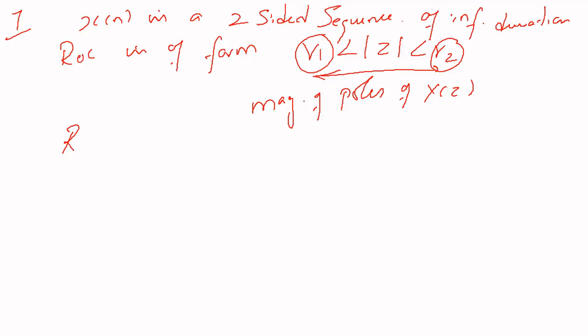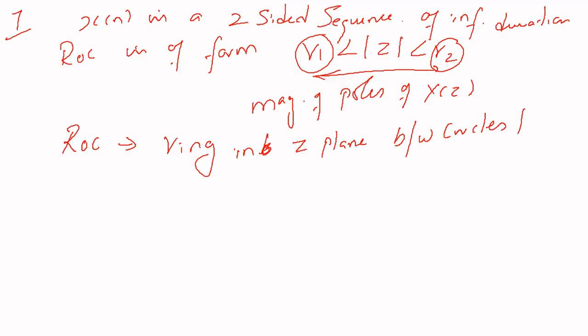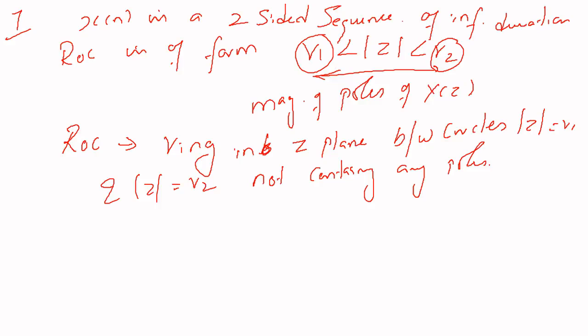So in this particular case, ROC is a ring in the z plane between the circles R1 and R2, but not containing any poles.